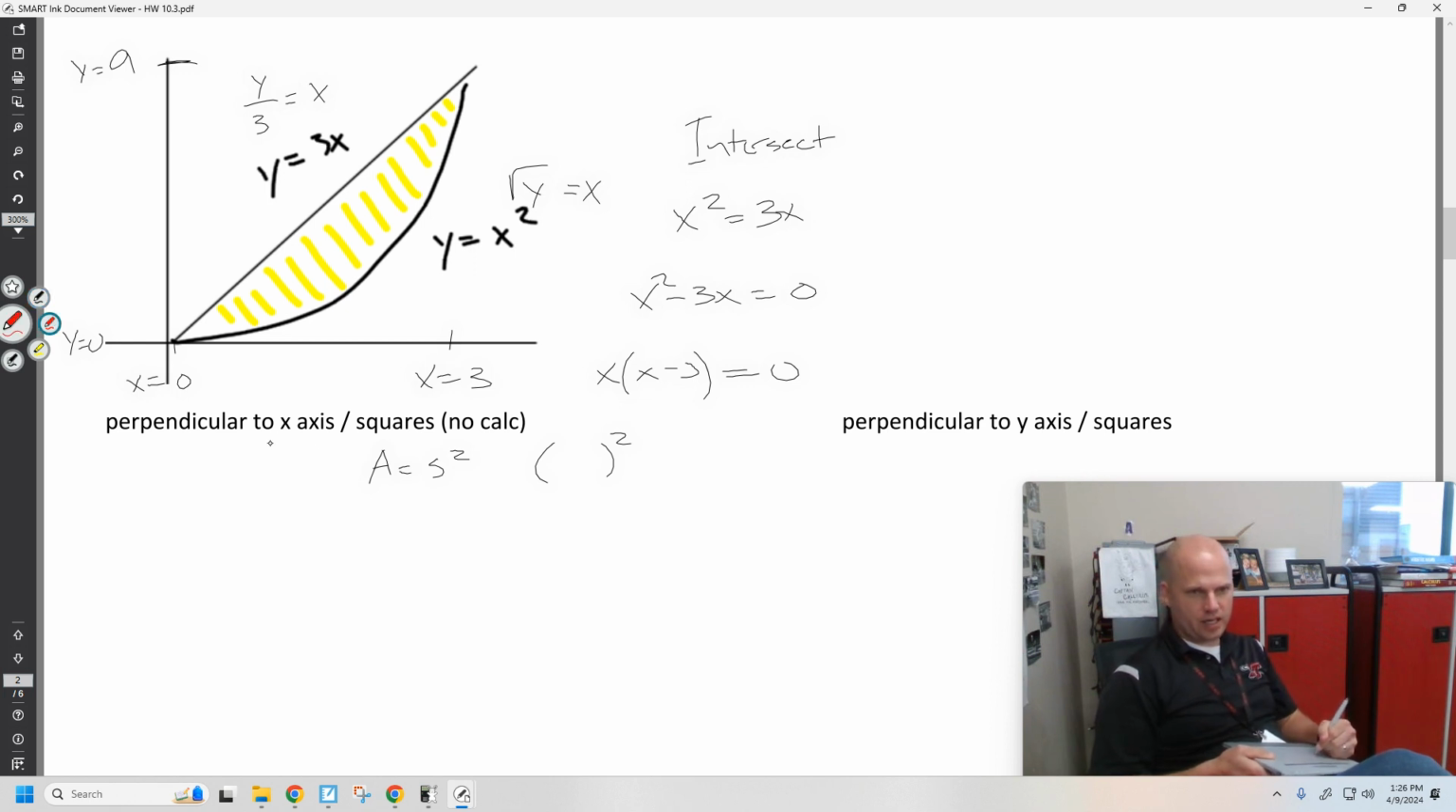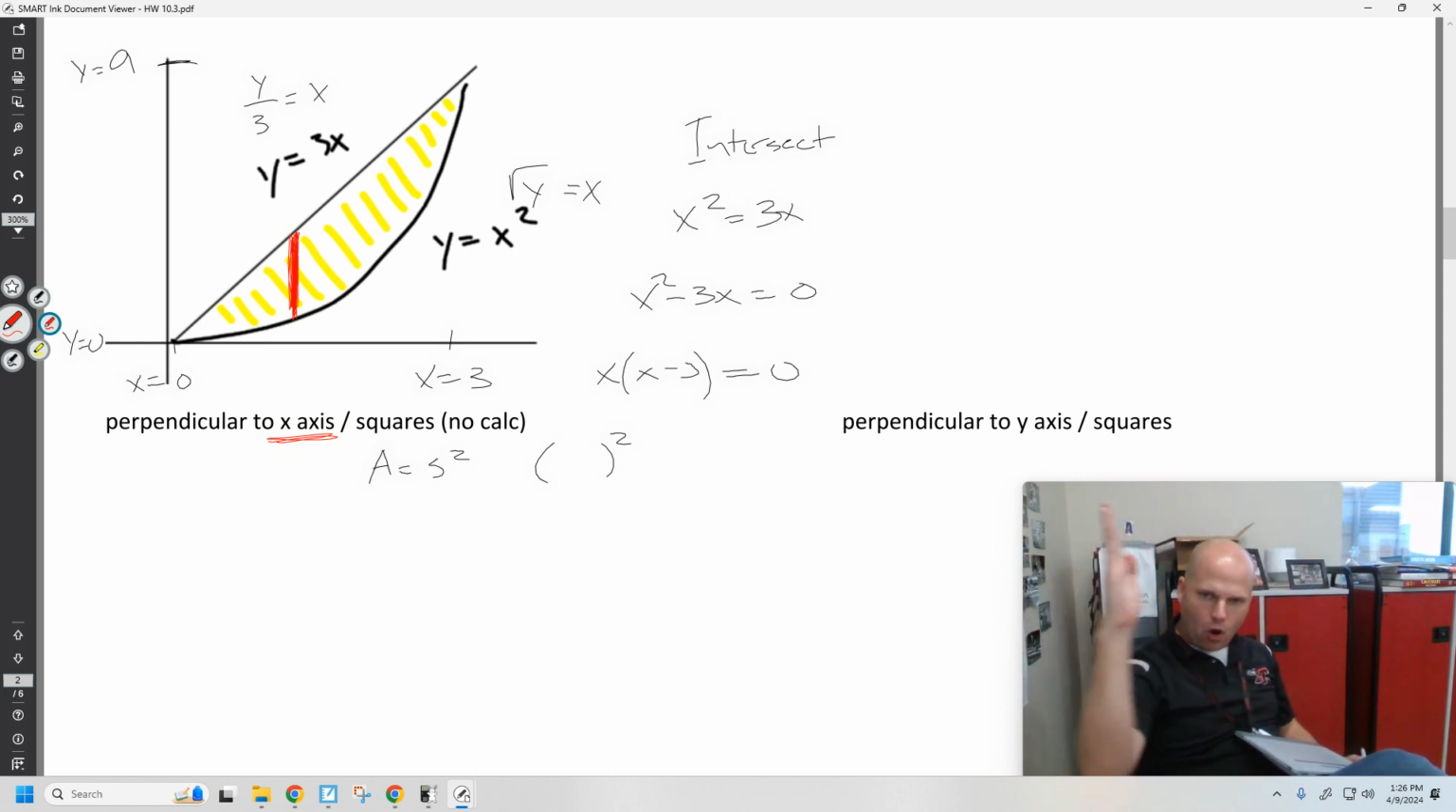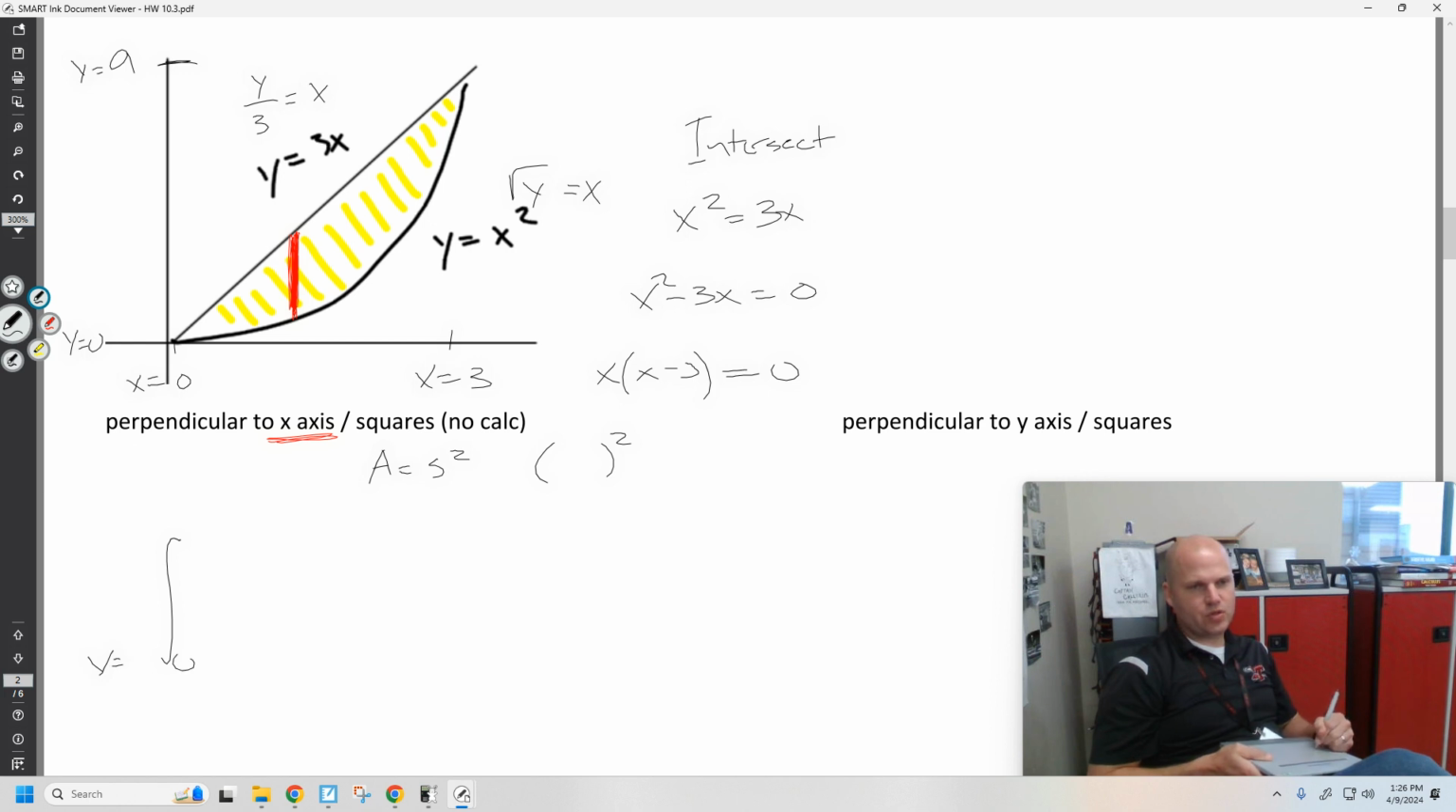Perpendicular to the x-axis. Okay, what does perpendicular to the x-axis look like? This. Okay. We have this vertical thing. We should sum this up from a left to a right, so we get all of the region. If you go up and down with this vertical thing, it's not going to work. I will go from an x equals left to an x equals right.